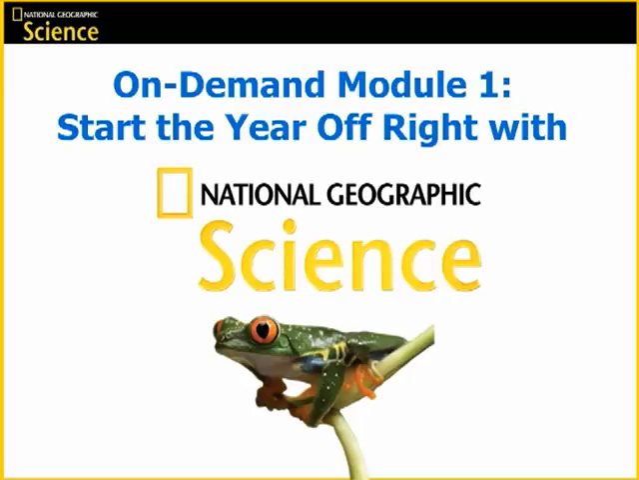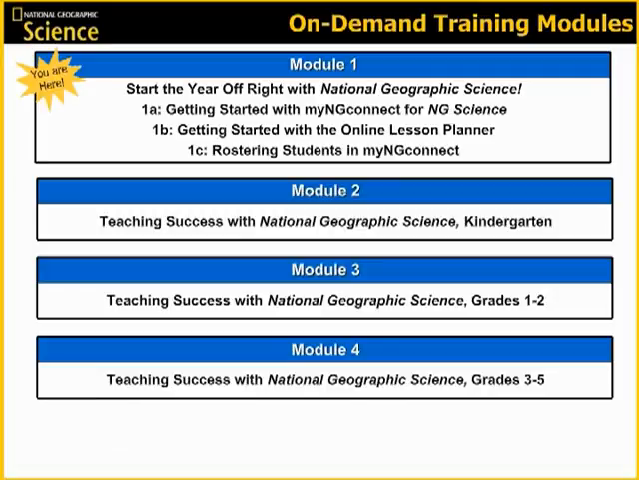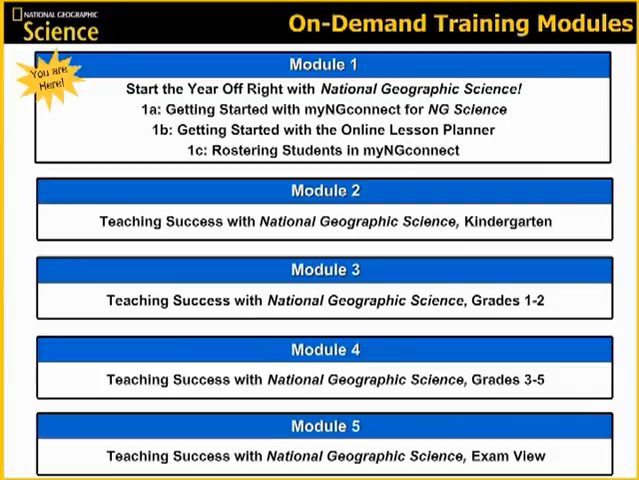Built to target your standards, NG Science is a research-based program that brings science learning to life through the lens of National Geographic. As I said before, this is the first in a series of on-demand training modules to help prepare you to use NG Science in your classroom. After you complete all the parts of this module, you will want to view Module 2, Module 3, or Module 4, depending on the grade level you teach. If you will be using the Exam View CD, you will also want to view Module 5.